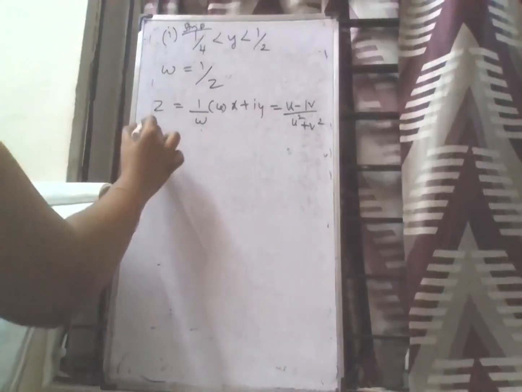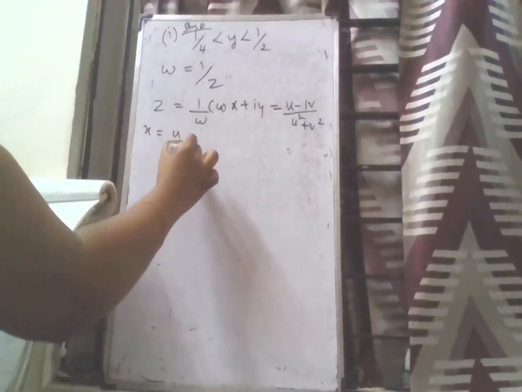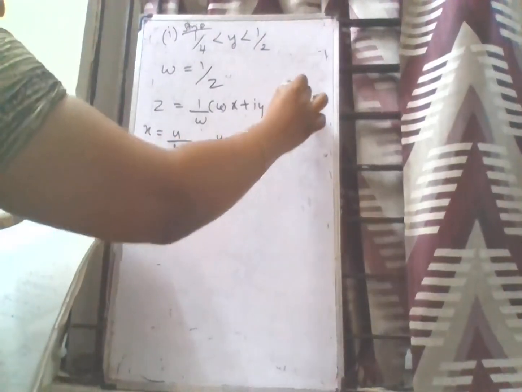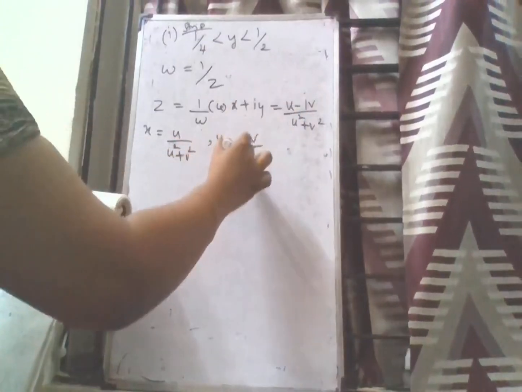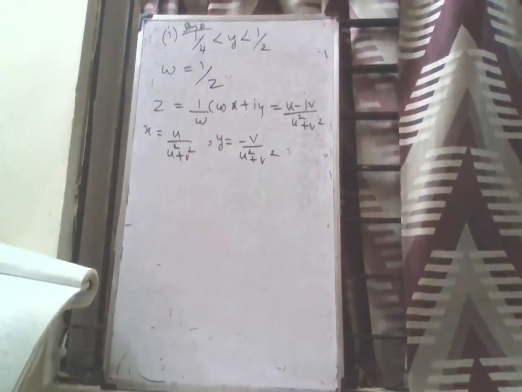Now, what will be the value of x here? u by u square plus v square, comma. What is the value of y here? Minus v, this is i. So minus v by u square plus v square, isn't it?